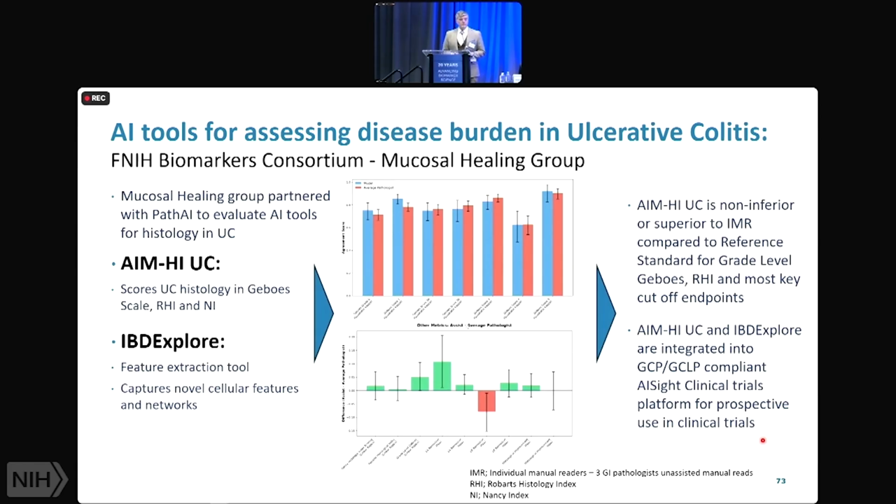AIM High UC is meant to score in an existing metric, the Geboes, RHI, or Nancy scores, and recapitulate what central readers will do in a clinical trial, versus the IBD Explorer, which, as he said, is a feature extraction tool which captures novel biology. So what you can see in the centerpiece here is a very brief, condensed version of what we found.